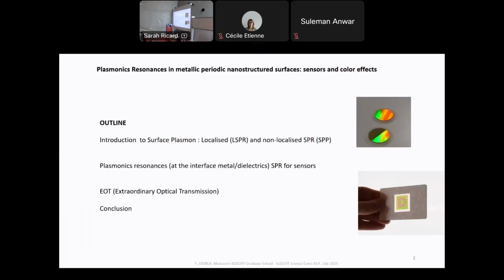I will quickly introduce surface plasmon, and I will focus on surface plasmon polariton. And two examples: plasmonic resonance for SPR sensors, which we are developing using corrugated metal surface, which is grating-based surface plasmon resonance. And another interesting effect of this kind of metal surface to explain extraordinary optical transmission. And I have some banknotes to exploit this effect.